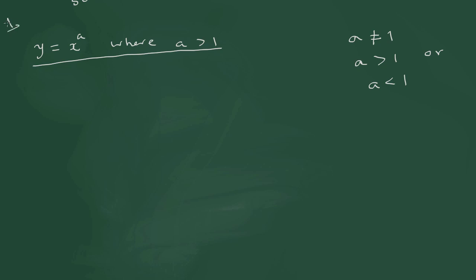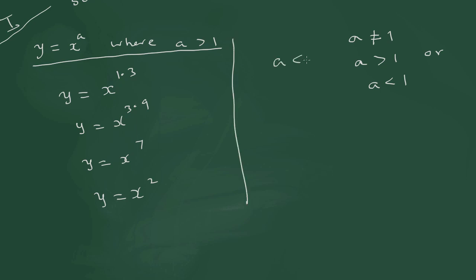So right now in this first case, we will discuss the situation where a is greater than 1. It means that you can plot y equal to x to the power of 1.3, y equal to x to the power of 3.9, y equal to x to the power of 7, y equal to x square. Anything can be plotted. That's the meaning of this. Suppose you are going to talk about the case where a is less than 1, x to the power a, that means I am going to plot anything.